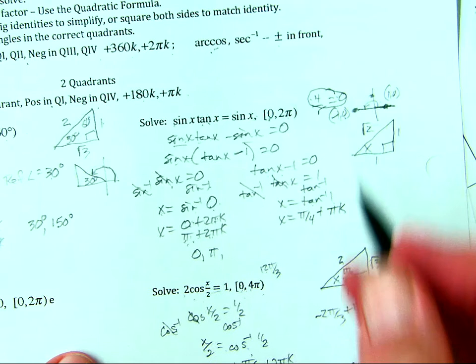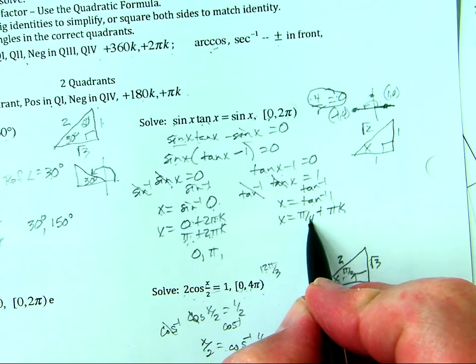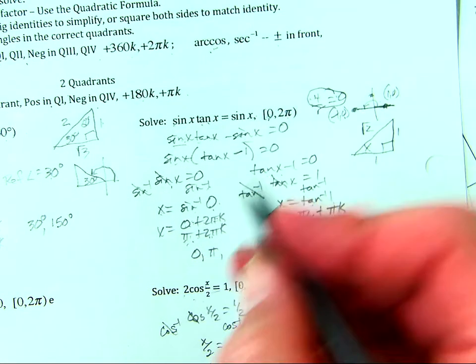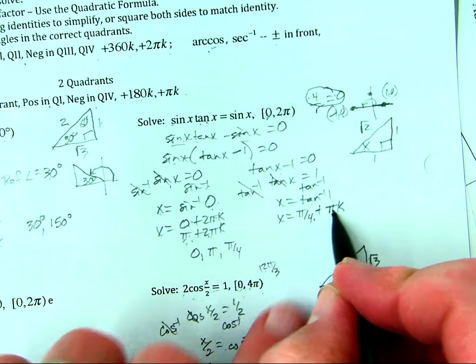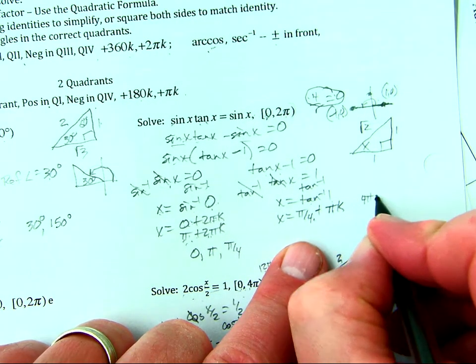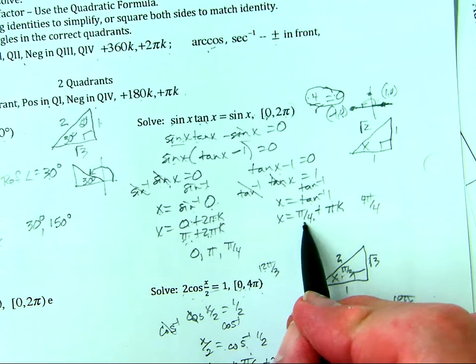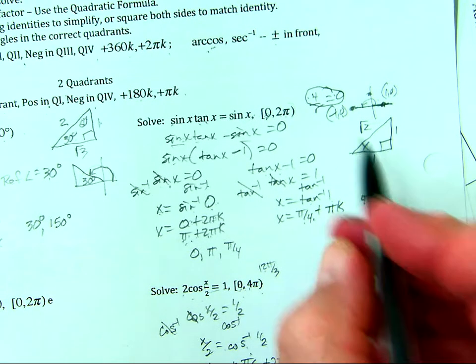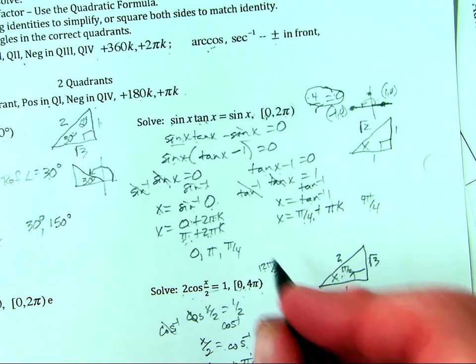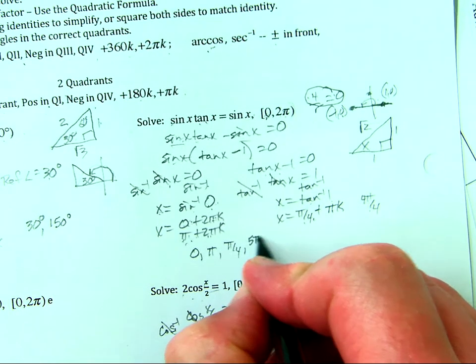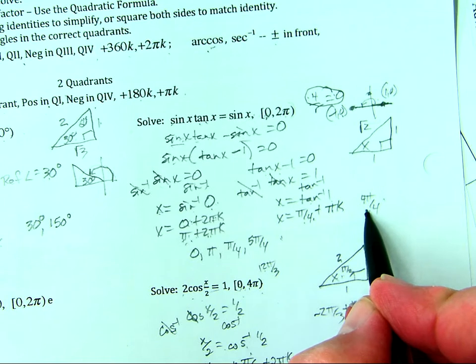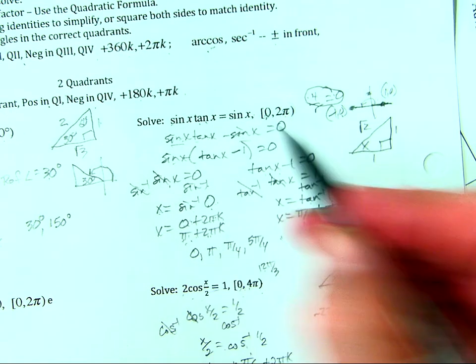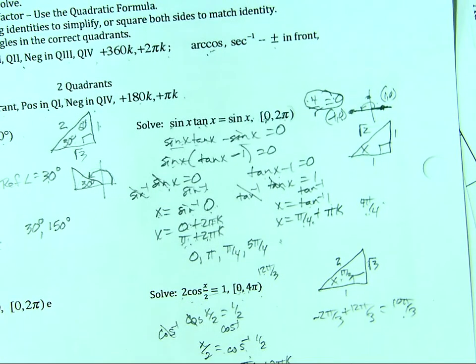Let's move over here. Pi over 4. Is pi over 4 between there? Yes, it is, pi over 4. How about if we add pi? Well, if we think of pi as 4/4, 1/4 plus 4/4 is 5/4. Is that between 0 and 2 pi? Yes, it is. So 5/4. If we added 4/4 again, that'd be 9/4. Well, 2 pi is 8/4, so 9/4 is too big. There's our 4 answers.